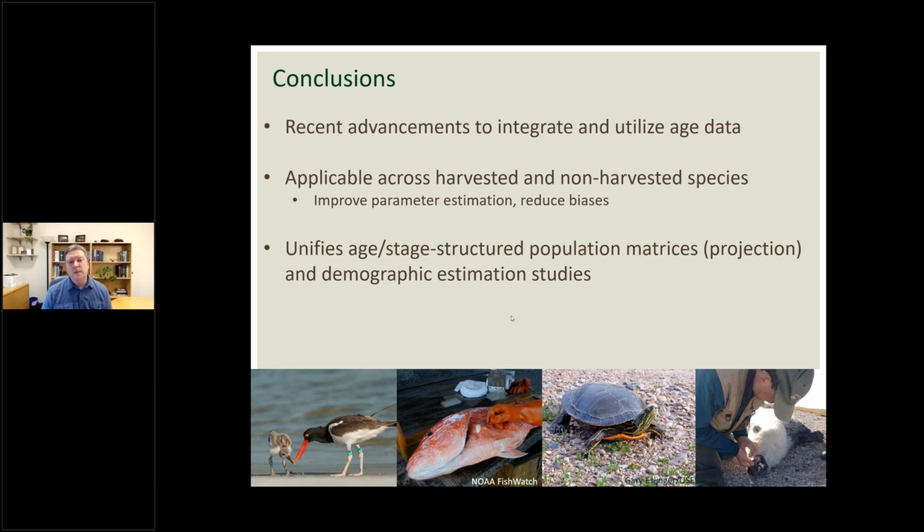And also, ways that we can think about how these approaches really unify these concepts of population or projection matrices directly with demographic estimation studies and fully propagate the uncertainty to both make predictions and estimates of what's happening in these different managed populations.